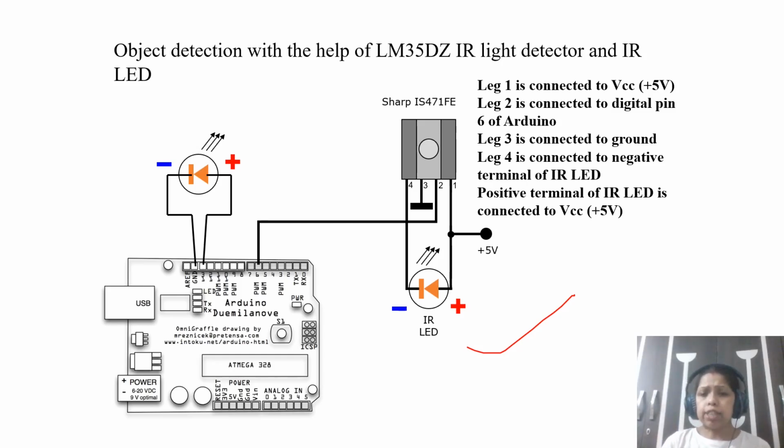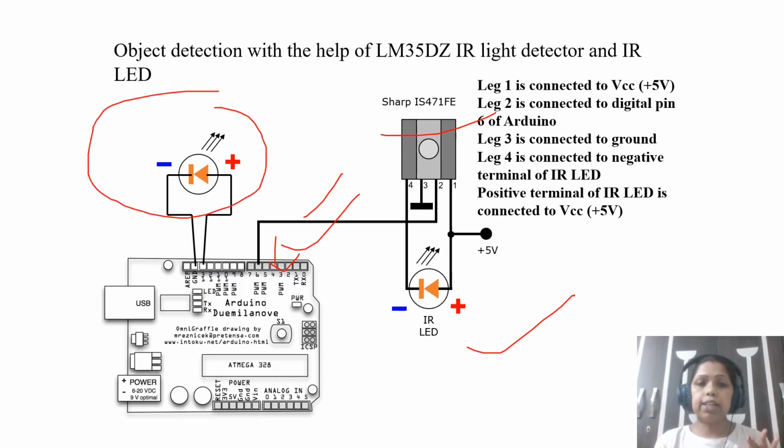The IR LED is transmitting something. If it is obstructed by any object, then the signal will be transmitted to the IR detector. Whatever information is stored in the IR detector will be transferred to the Arduino. The program will be written in such a way that, based on the data sent to the Arduino, another LED that is connected will be turned on or turned off.